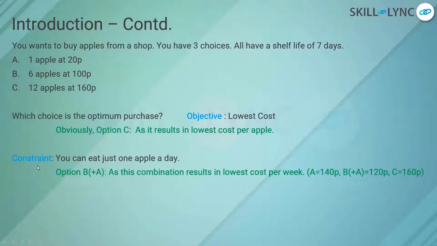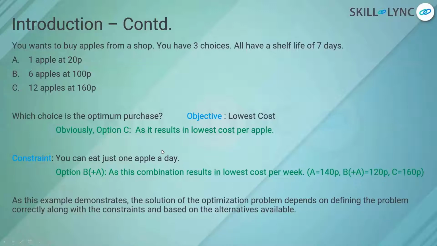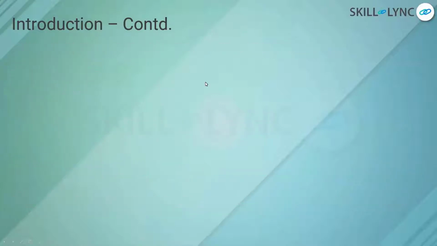So by introducing a constraint, the optimum solution has changed. So that is the most important thing. The solution of the optimization problem depends on defining the problem correctly along with the constraints based on the alternatives available. So you study all the options available here, and then you make the right choice, which is the optimum choice. So in this example, it is very simple, that is an easy choice to make. But when it comes to a structural design, where there are so many variables, the problem can be not so simple.